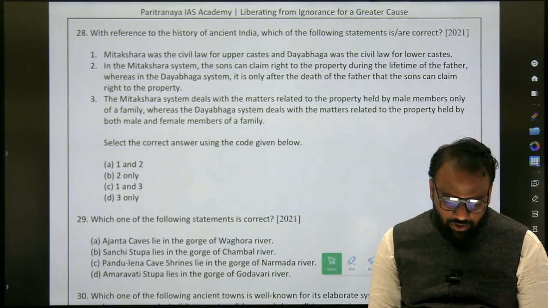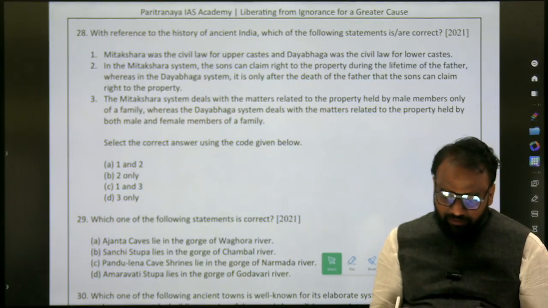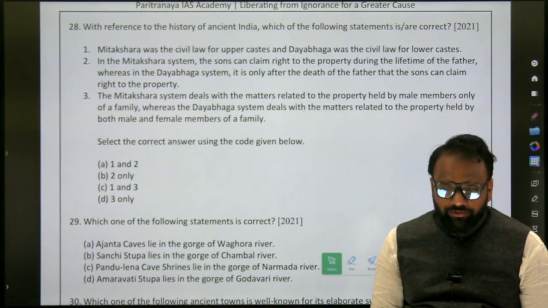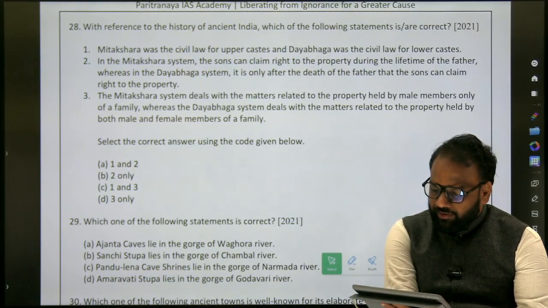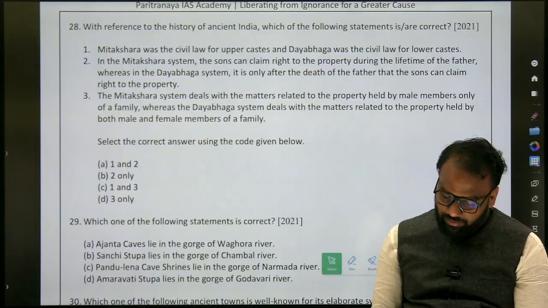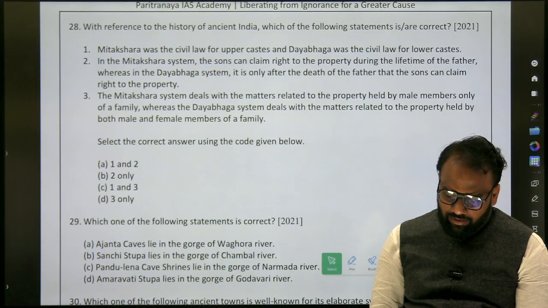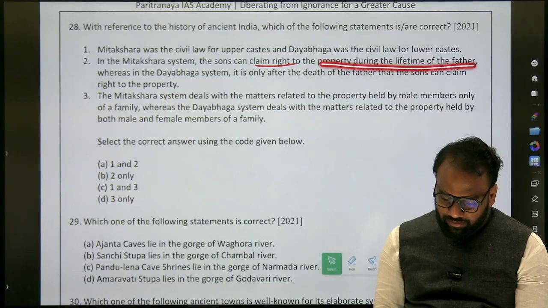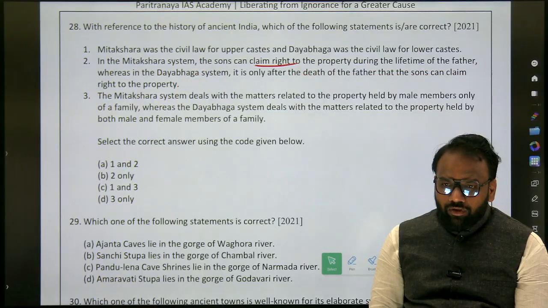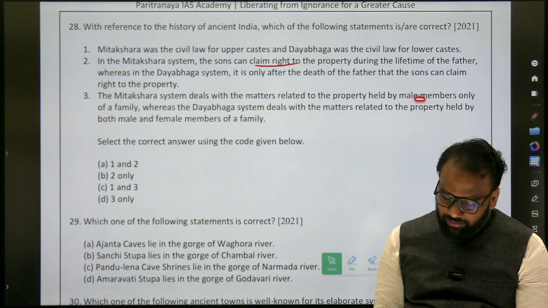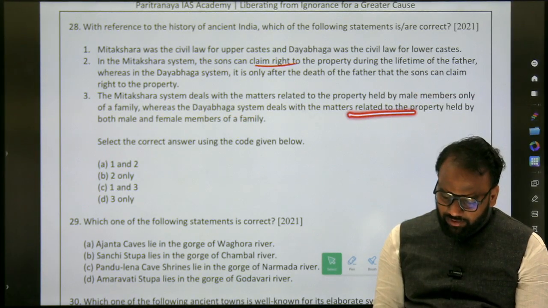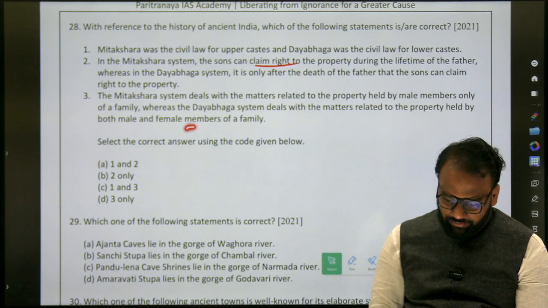Next, this 28th question. Can one of you read it a bit loudly? First option, at least. In reference to the history of ancient India, which of the following statements are correct? Mitakshara was the civil law for upper caste and Dayabhaga was the civil law for lower caste. In the Mitakshara system, the son can claim the right to the property during the lifetime of the father, whereas in the Dayabhaga system, it is only after the death of the father that the sons can claim the right to the property. The Mitakshara system deals with matters related to the property held by male members only of the family, whereas the Dayabhaga system deals with matters related to the property held by both male and female members of the family.